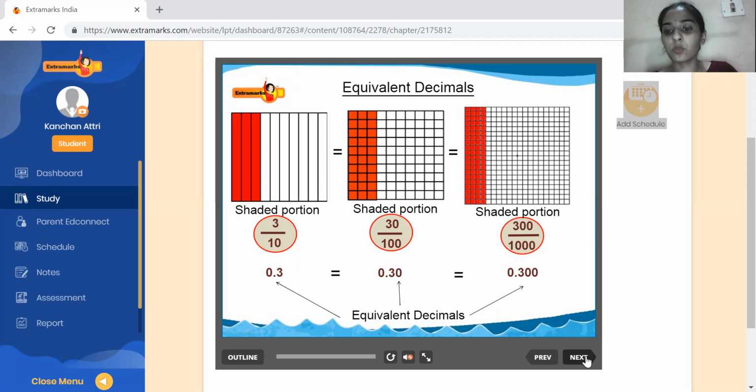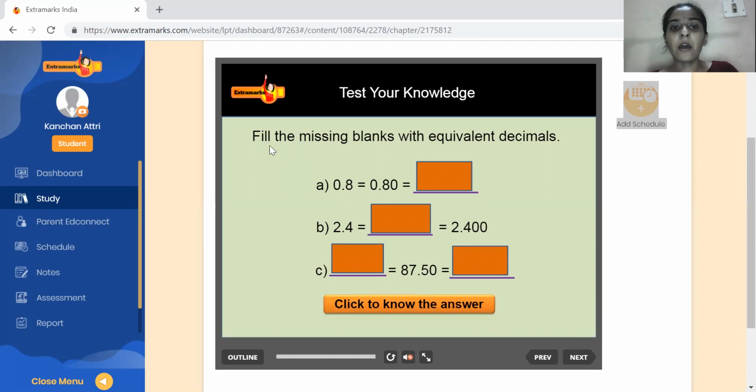Okay class, let's go through an example. Suppose we have to fill in the blanks with equivalent decimals. 0.8 is equal to 0.80, and this one is equal to 0.800, because the tenths places are equal. Now B we have 2.4, and this is equal to 2.40, and 2.40 is equal to 2.400, meaning they all have the same amount, as you can check.